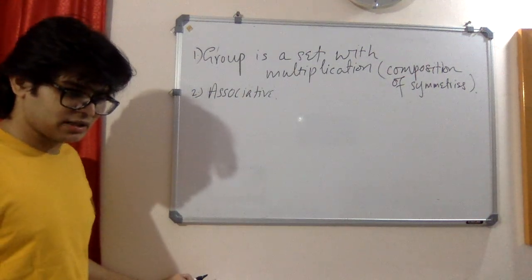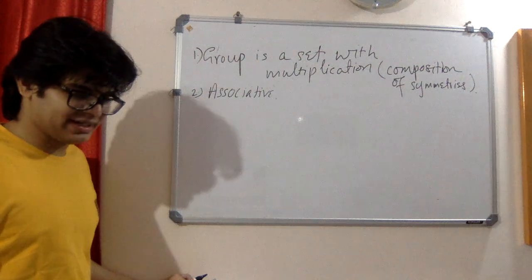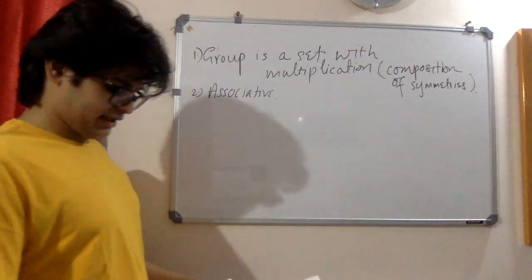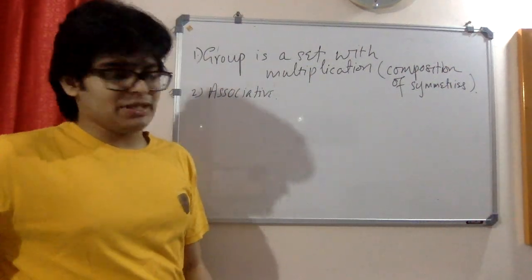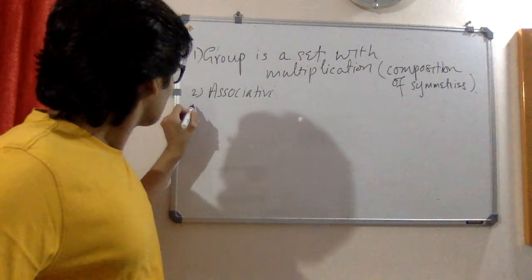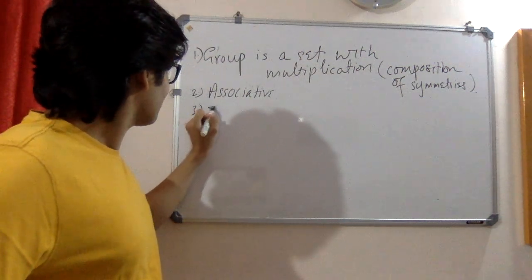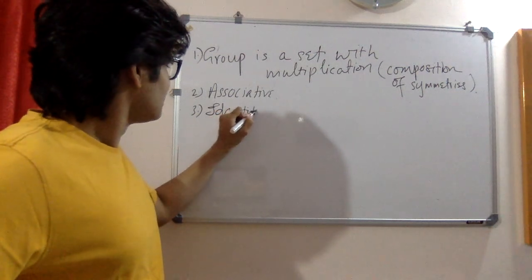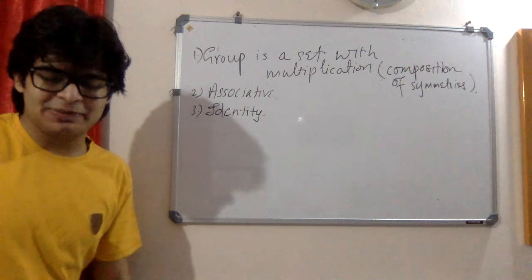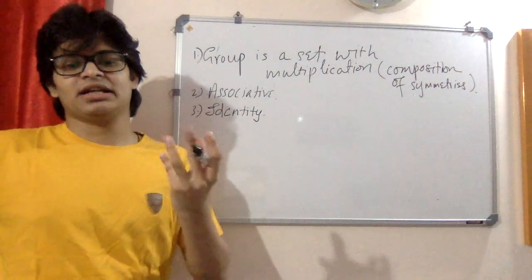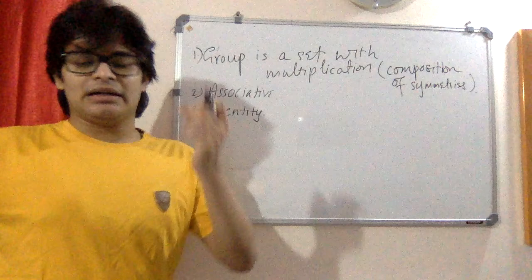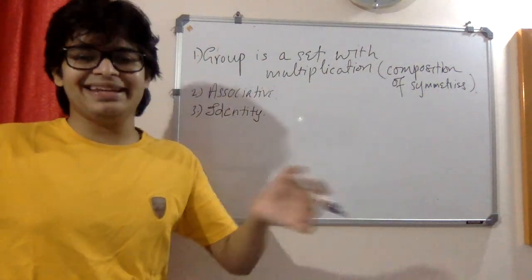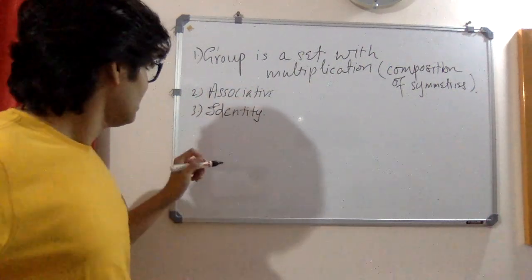Also, they have a special and unique transformation which leaves them unchanged. That means there is an identity element. So the identity transformation is basically which leaves the object unchanged, and hence it is a symmetry which does not make any effect on the object.